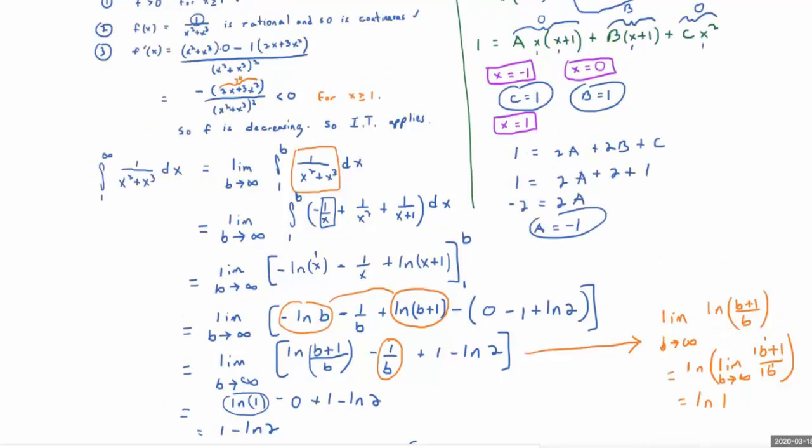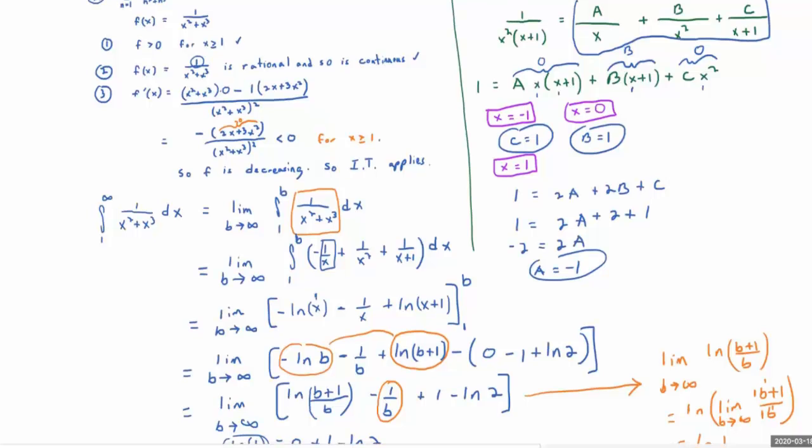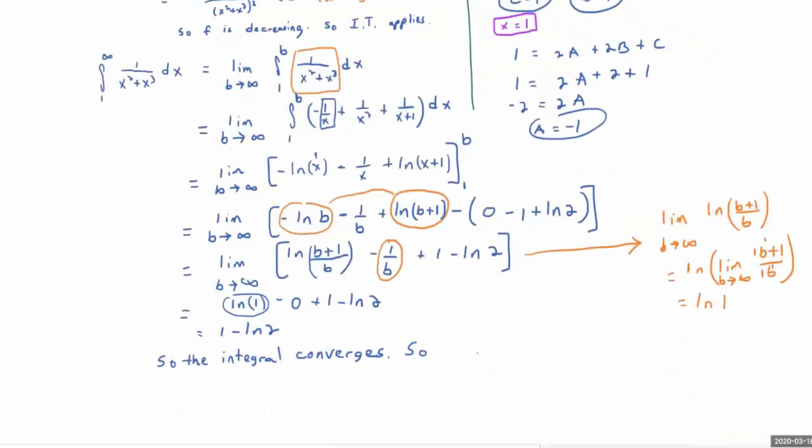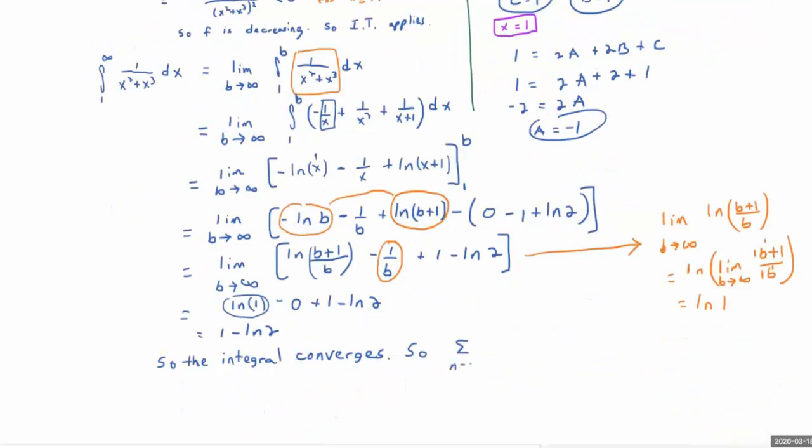What was the series? That guy, way up here. The sum from n equals 1 to infinity of 1 divided by what? n squared plus n cubed. Mm-hmm. Converges by the integral test, IT. There you go. That's a pretty good one.